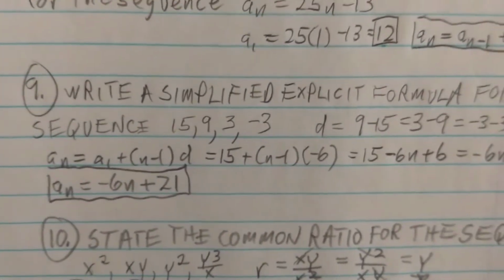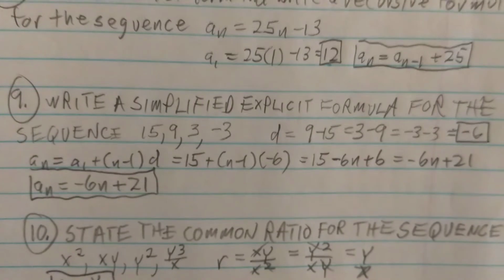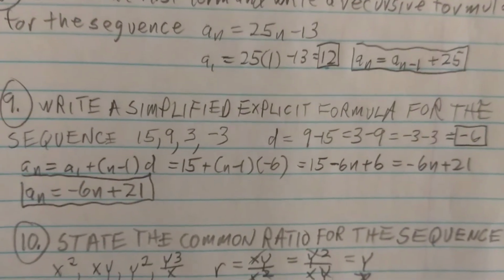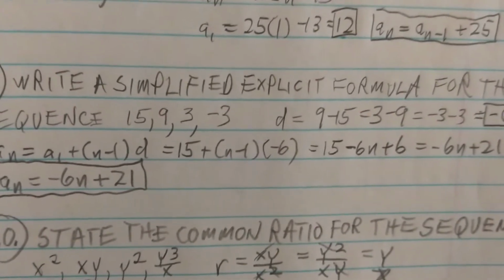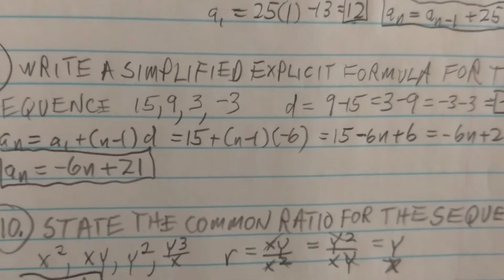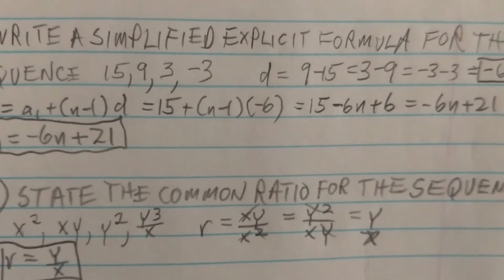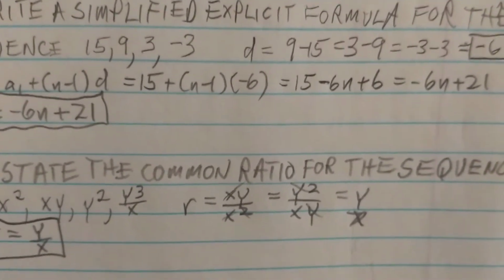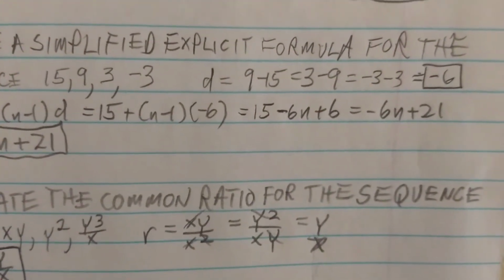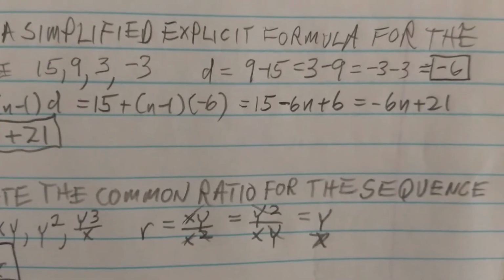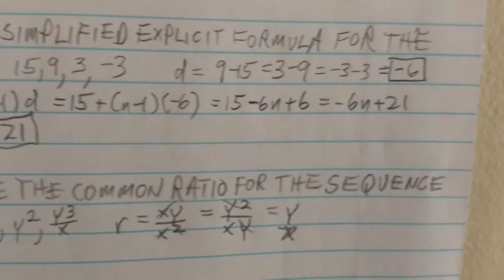Then 9, it asks us to write a simplified explicit formula for the sequence 15, 9, 3, -3. Now, one of the ways that we can always get the d term, or the add term, is to take the second minus the first, 9 minus 15, which should be equal to the third minus the second, 3 minus 9, and has to be equal to the fourth minus the third, -3 minus 3, which all, of course, is -6, because it has to be consistent from term to term.